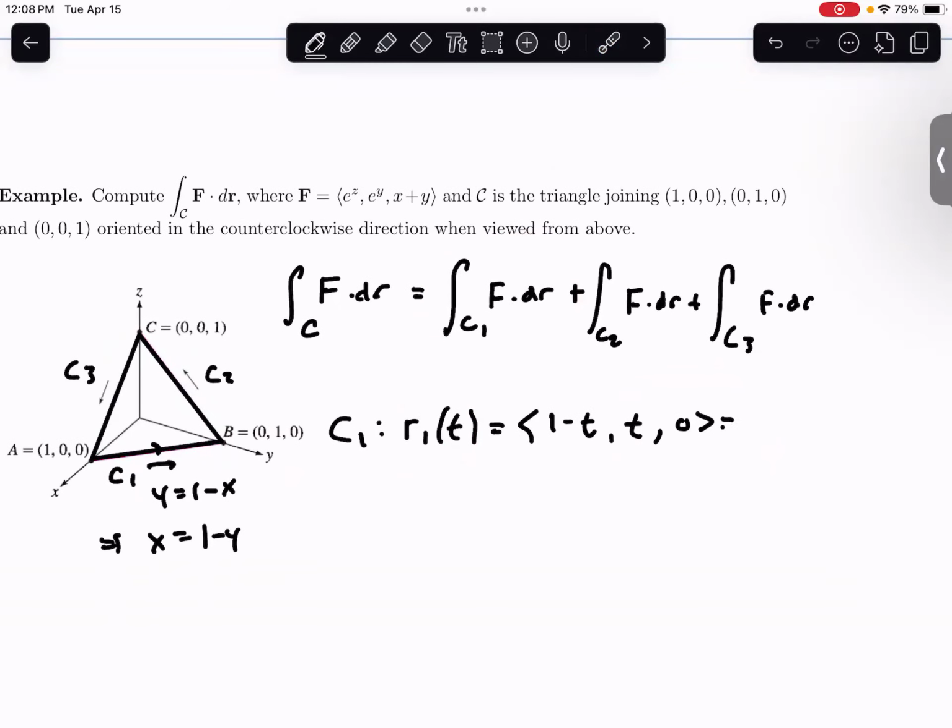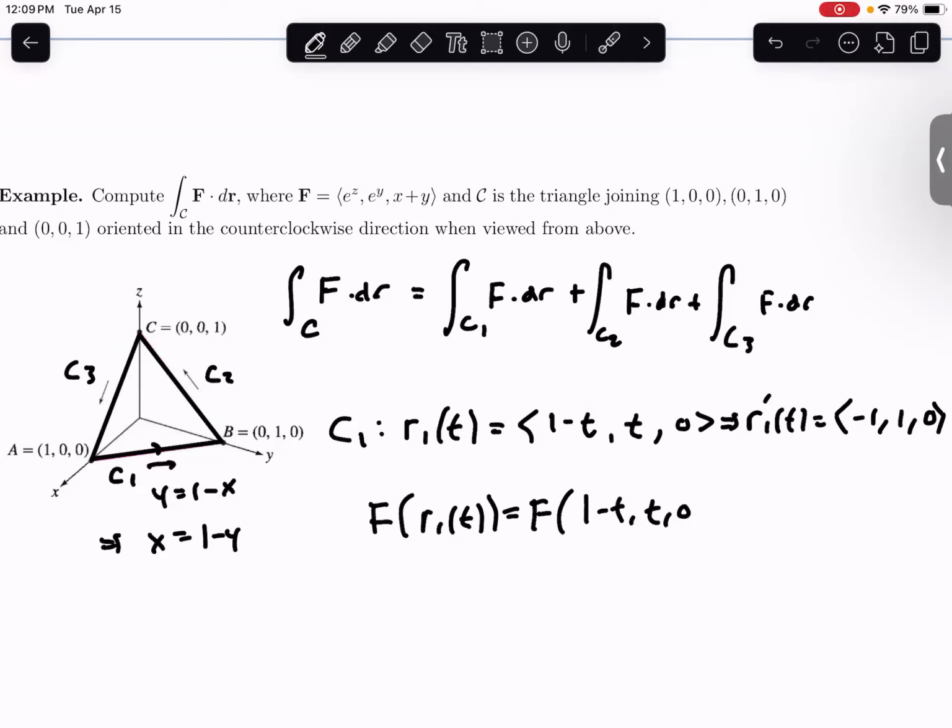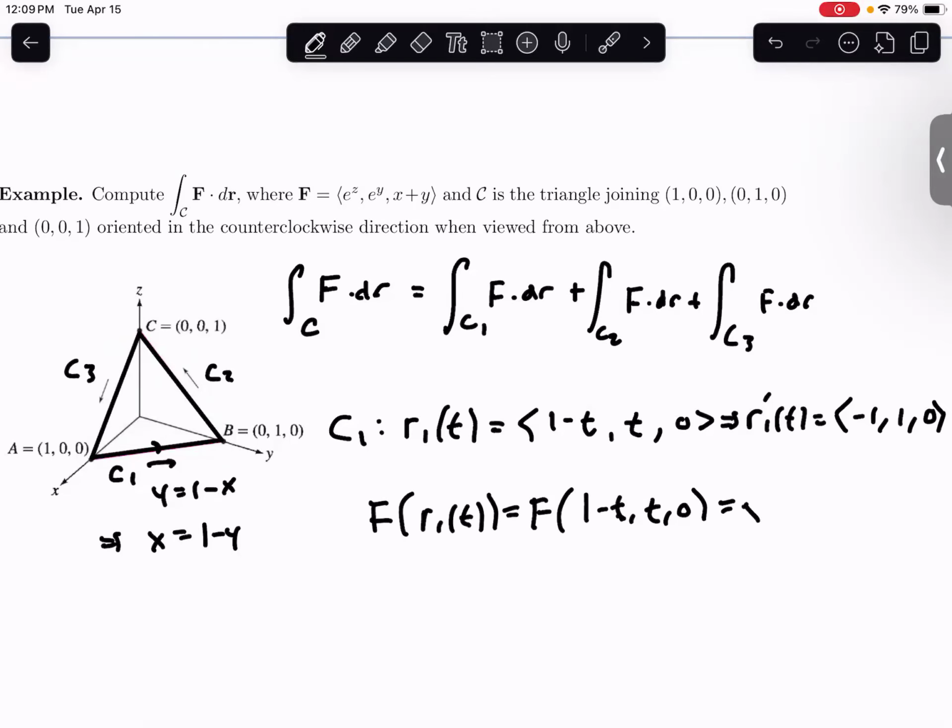And so if we take the derivative of R1, you just get the following vector. It's just going to be (-1, 1, 0). And then if you do f of R1 of t, this is going to be equal to f evaluated at (1 - t, t, 0). So we're going to get another vector field out of this. And so if you look at f, the first component of f is e raised to the third component. In this case, the third component is just equal to 0. So this is going to be 1.